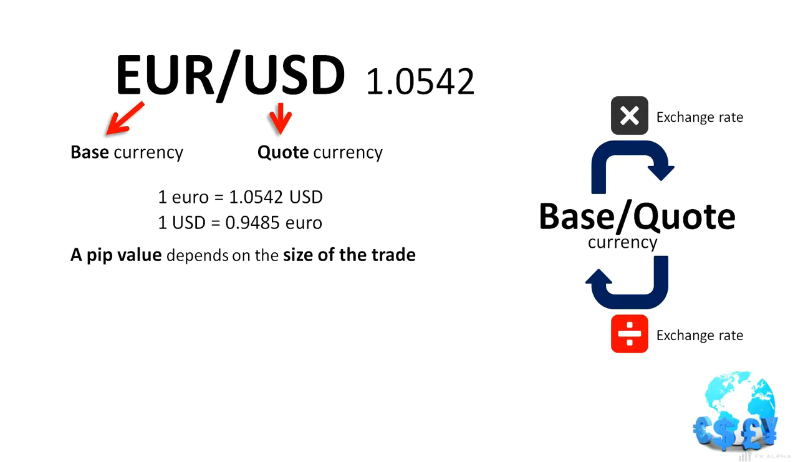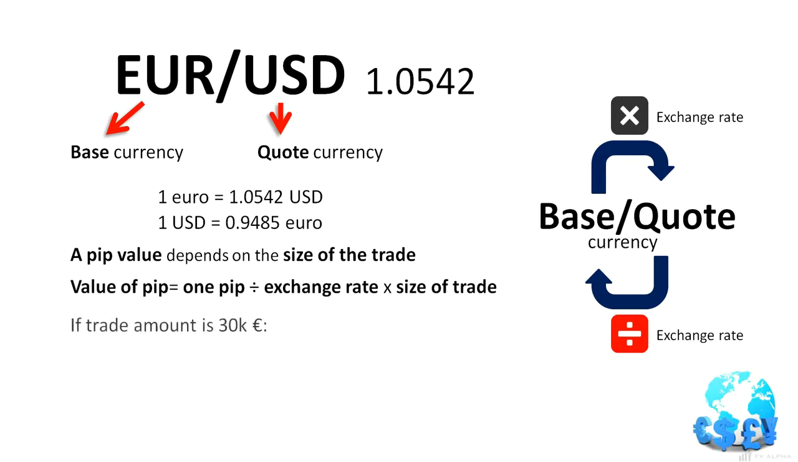After we know the size of the trade, all we have to do is to use this formula. Then we can calculate how much a PIP is worth. If the trade amount is 30,000 euros, 0.0001 divided by 1.0542 multiplied by 30,000 is equal to 2.85. 1 PIP is equal to €2.85.